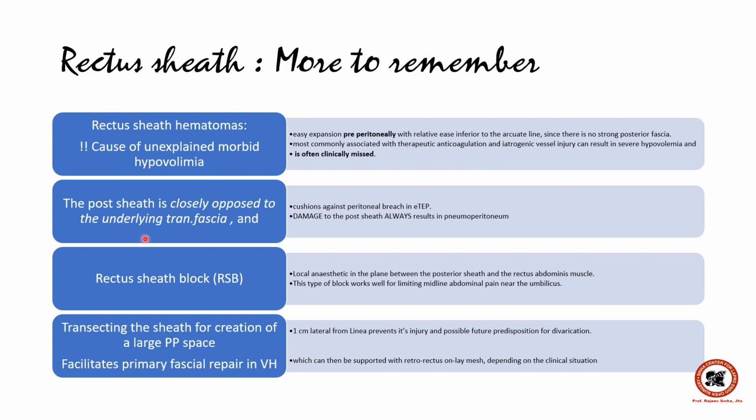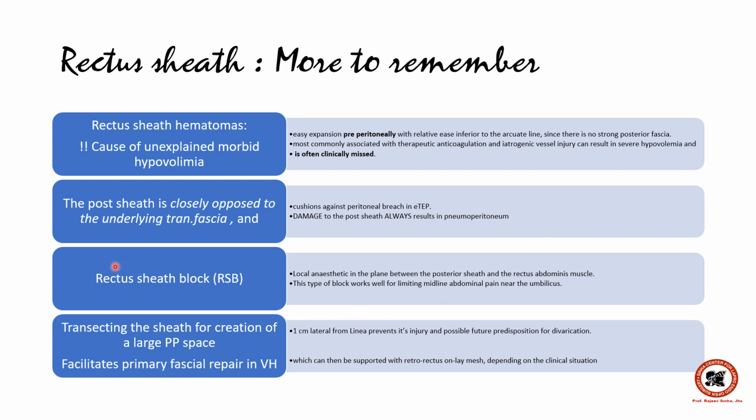Number two, the posterior sheath is closely opposed to the underlying transversalis fascia, as we already stressed, and it acts as a cushion. As soon as you damage the posterior rectus sheath, 100% of the time you will have peritoneal damage and pneumoperitoneum. So that is important to remember.